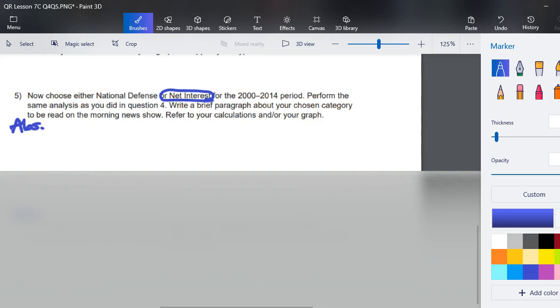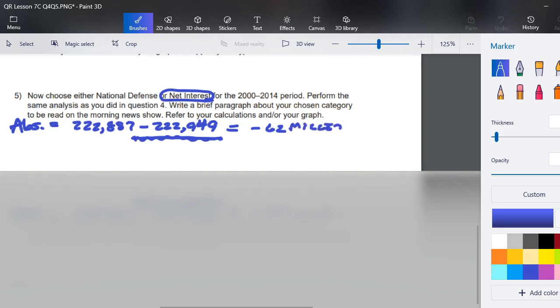This will give us a good review on absolute change. Absolute change is the ending number minus the beginning number. Ending number is 222,887 million minus 222,949 million, ending minus beginning. That's all we're doing on the first one. And when we do this calculation, it's down 62 million. The net interest is down 62 million.